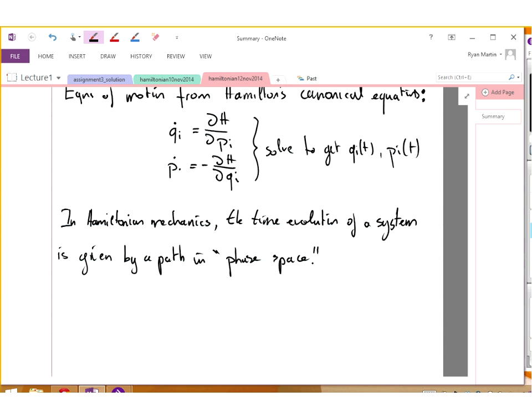And each path in phase space is unique for a particular system with a particular Hamiltonian. So there are no paths in phase space that intersect, because that would mean that a certain physics, so a certain Hamiltonian with given initial conditions, could end up in two different possible final states. And so that would mean that classical mechanics is not deterministic. And of course it is.